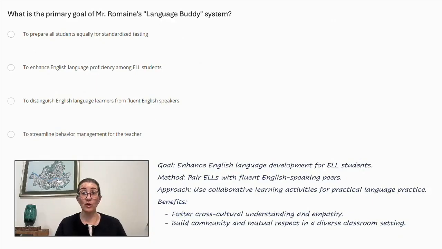The primary goal of Mr. Romaine's language buddy system is to enhance English language development among his English language learner students by pairing them with fluent English-speaking peers. This system aims to facilitate language acquisition through collaborative learning activities. By engaging in these activities with their peers, ELL students are provided with practical, conversational, and academic language practice in an authentic and supportive context.